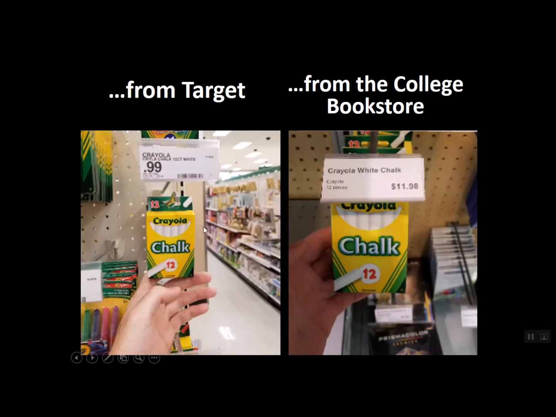Over here we have our packet of chalk, 12 pieces from Target for 99 cents, and then here is that same packet of chalk over at the college bookstore for 12 bucks, right? So I don't have to tell you, you know what it's like. I'm trying to avoid sending you down the bookstore and spending more money than you have to on something that we don't really even need.